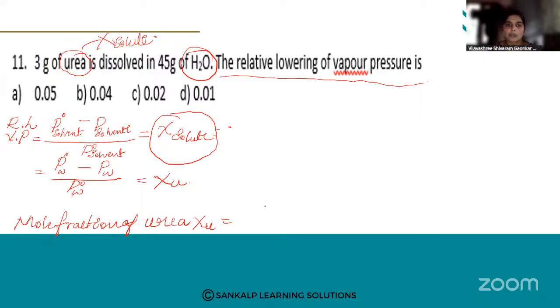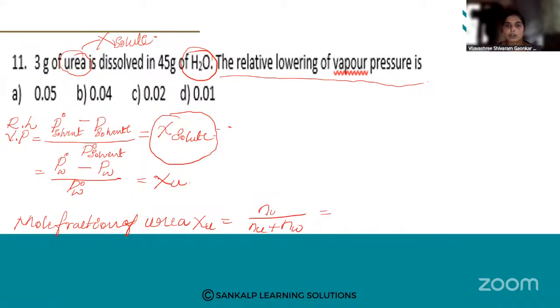What is XU? How to write? What is the formula of mole fraction? It is nothing but number of moles of urea divided by number of moles of urea plus number of moles of water. Right? It is the formula. Okay.